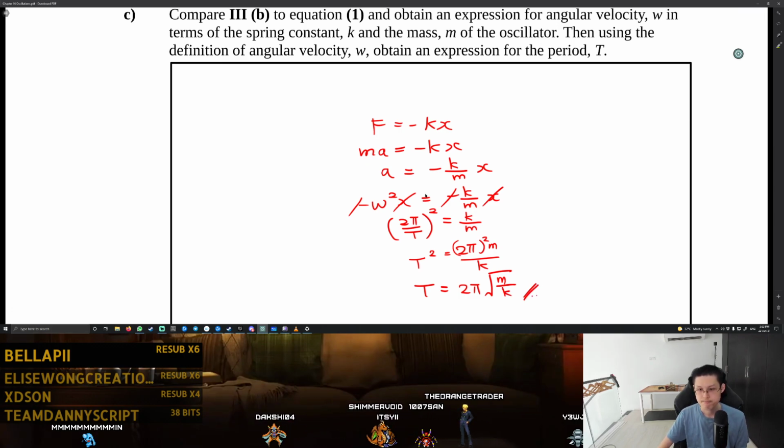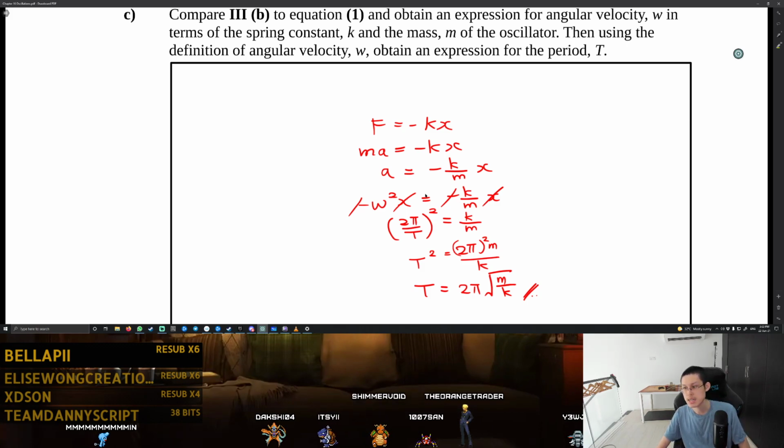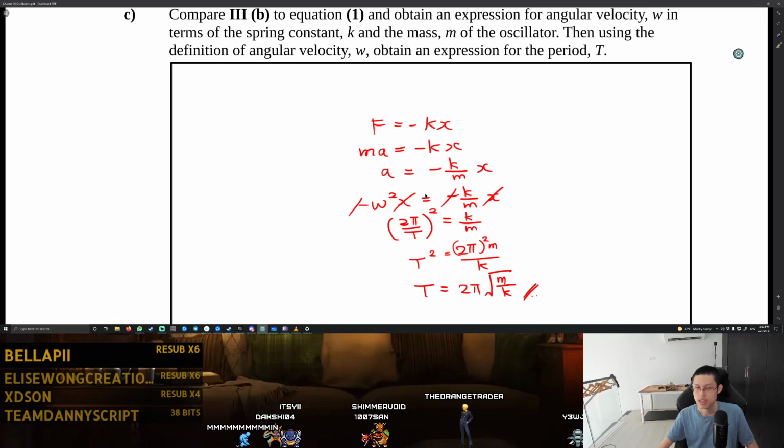And there we go. So this particular expression is quite useful when you are looking at waves in a string.